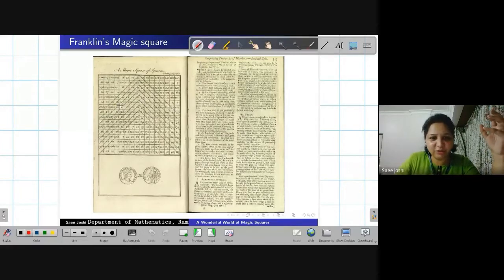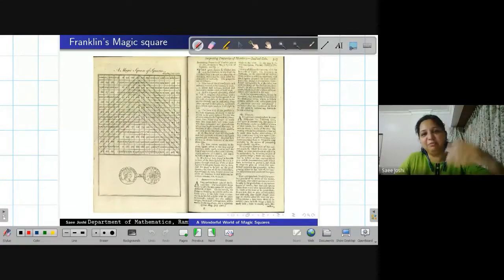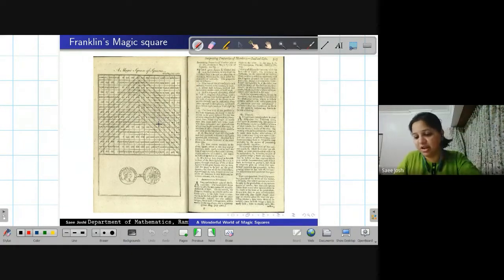And I will show you. So this is a 16 by 16 magic square. So far we have seen 4 by 4 and 3 by 3, which contain numbers from 1 to 9 or 1 to 16. This is a 16 by 16 magic square, which means it has numbers from 1 to 16 squared. So this is a very difficult magic square. Let us see what additional properties Franklin saw in these particular squares.